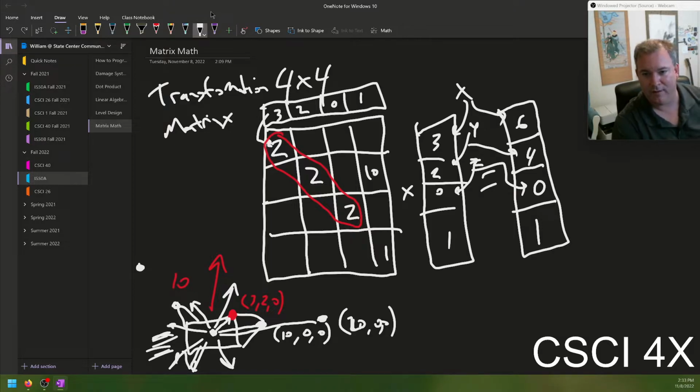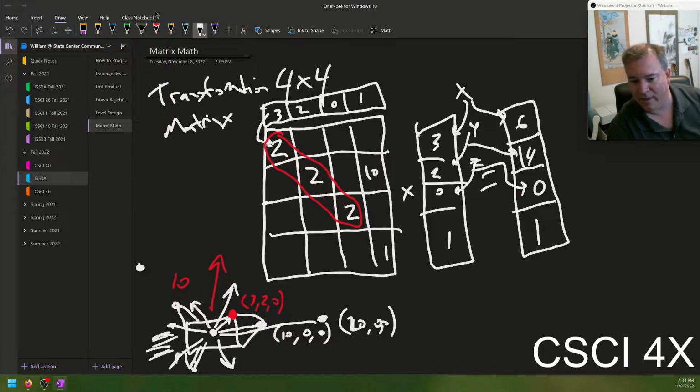So if we do the math again, 3 times 2 is what? 6 again. Cool. 6 plus 0 plus 0 plus 0 is 6. 2 times 2 is 4. 4 plus 0 plus 0 plus 10 is what? So you multiply down and then you add across. So 2 times 2 is 4. 1 times 10 is 10. 4 plus 10 is what? What's our answer? 14. Very good. 0 times 2 is 0. These are all zeros still. Get a 0. 1 times 1 is 1.